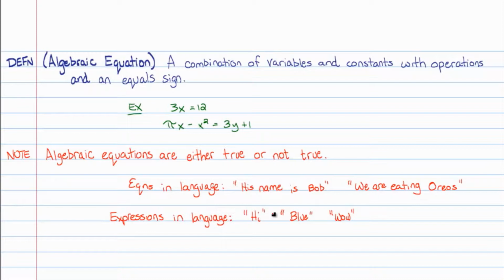So equations, the language equivalent, are things that can be proven or disproven, and expressions, the language equivalent, are things that just are. So the idea behind equations is to solve them, to find out what the unknown is, essentially to prove something about that. We are eating Oreos, so let's go ahead and prove that. We look around for the bag of Oreos, they're empty, and somebody has chocolate in their teeth. That pretty much is an indication.